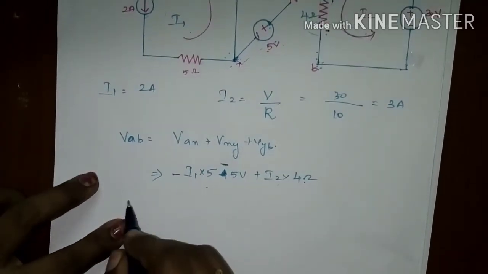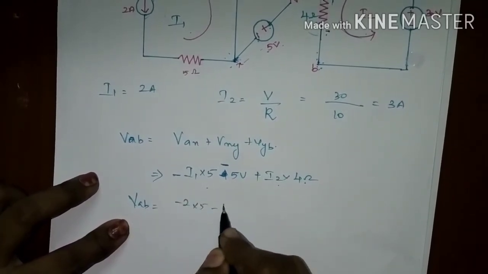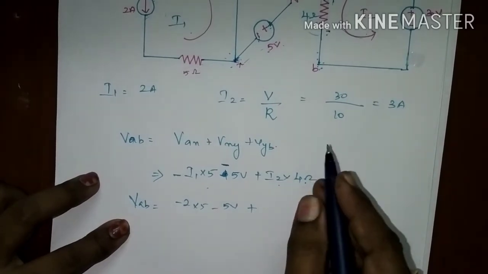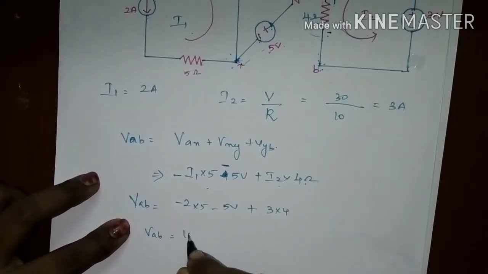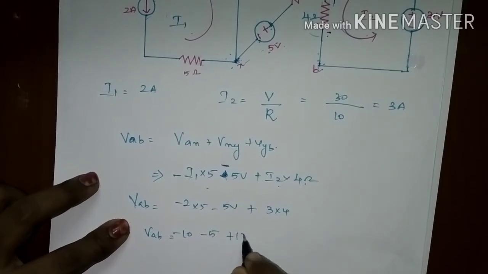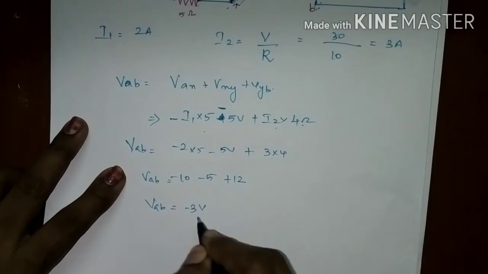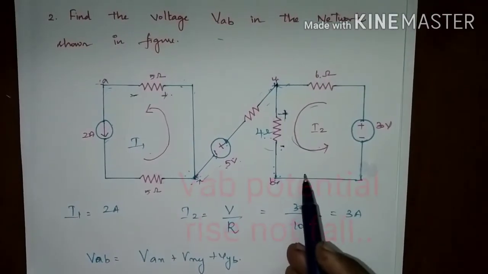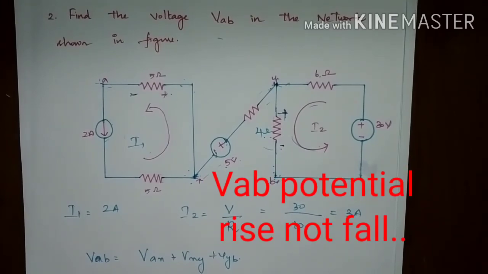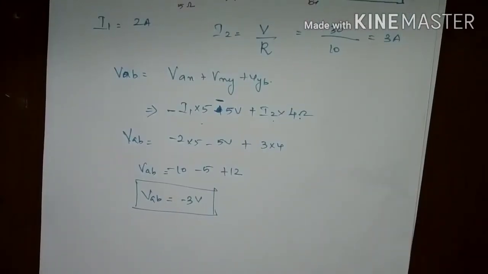I1 is equal to 2 ampere. So Vab is equal to minus 2 into 5 minus 5 volt plus I2, the current of 3, into 4. So Vab is equal to minus 10 minus 5 plus 12. You will get the value of Vab as minus 3 volt. The voltage across Vab is equal to minus 3 volt, where it is a potential fall. The Vab is negative. I hope you understood the concept of this problem.